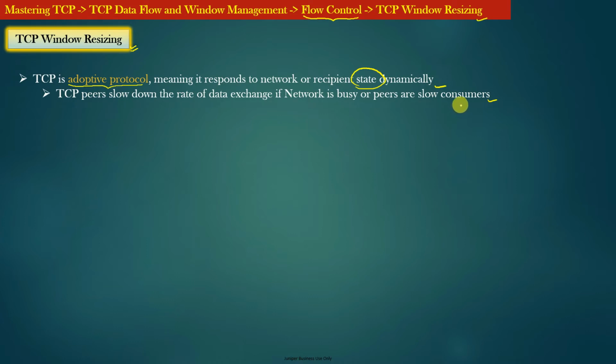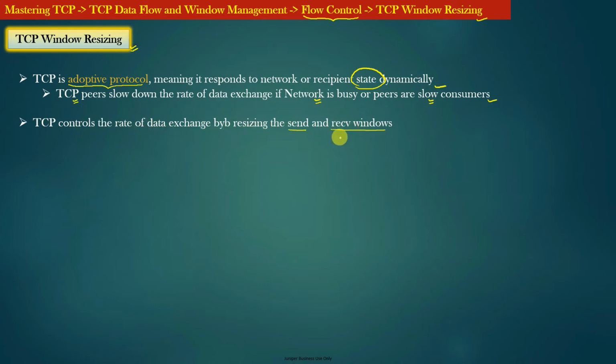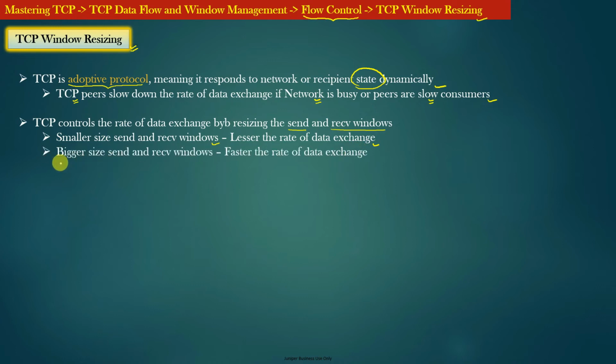So it simply means that the TCP protocol is intelligent enough to detect how busy the network is or how slow the peer TCP on the other side is in consuming the TCP data. The TCP protocol controls the rate of data exchange by resizing the send and receive windows. The smaller the size of the send and receive windows of the TCP sender and TCP receiver, the lesser the rate of data exchange between the TCP peers. Contrary to this, the bigger the size of the send window and receive window of the TCP peers, the faster the rate of data exchange between the TCP peers.